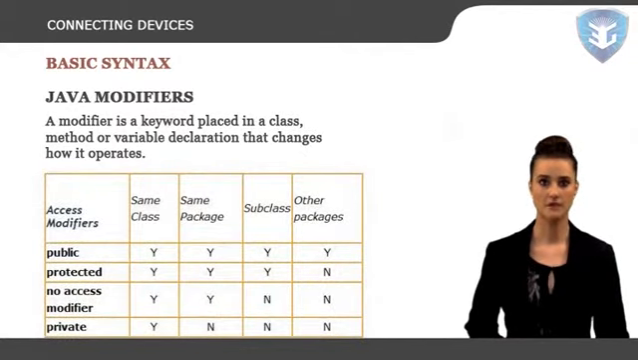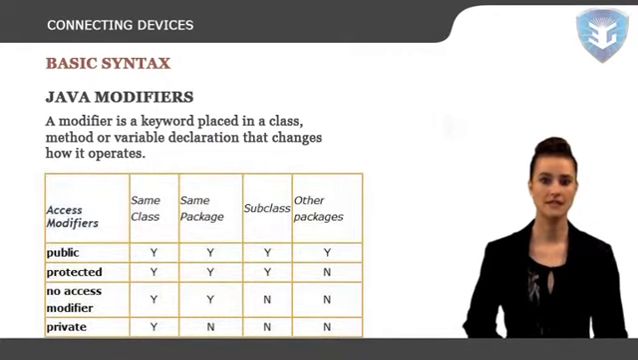Java modifiers. A modifier is a keyword placed in a class, method, or variable declaration that changes how it operates. In the Java programming language, the following keywords are modifiers: abstract, final, native, private, protected, public, static, strictfp, synchronized, transient, and volatile.